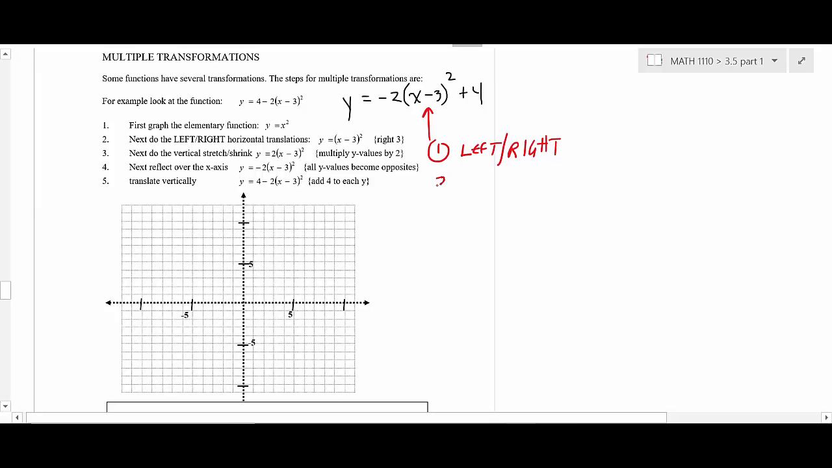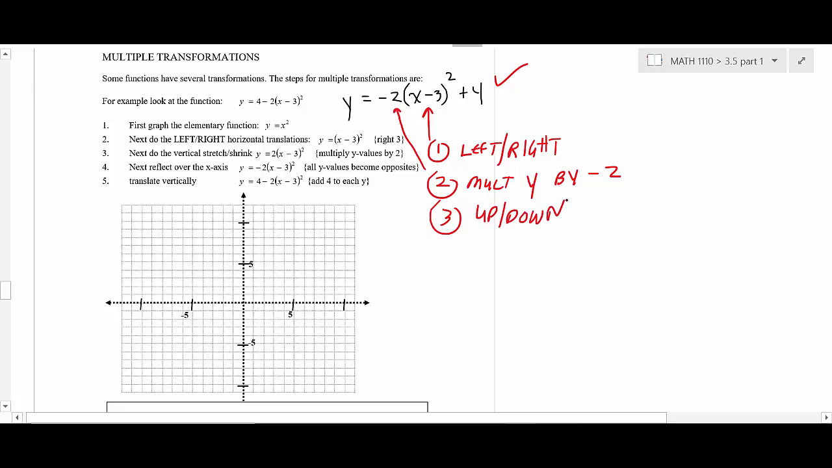The second thing you always want to do is that multiplication. And you can do this all in one step. You just multiply y by negative 2. And then the last thing you always do is this thing. Okay, you do the up-down stuff like this.